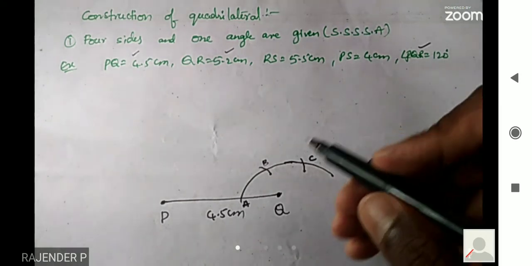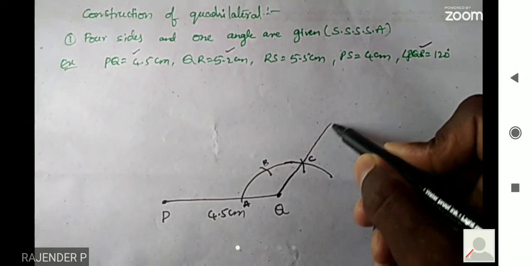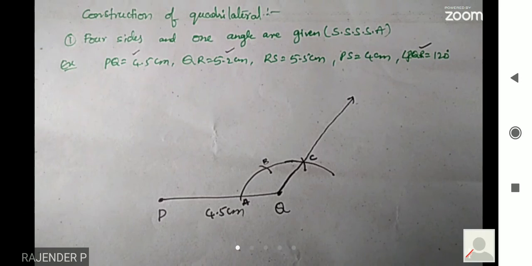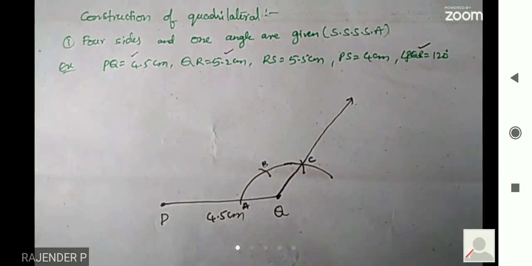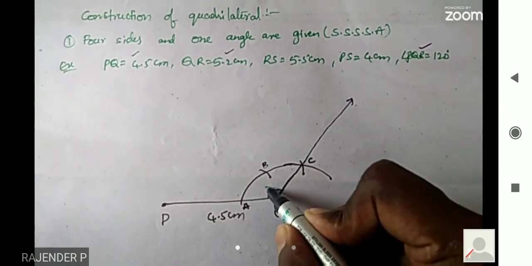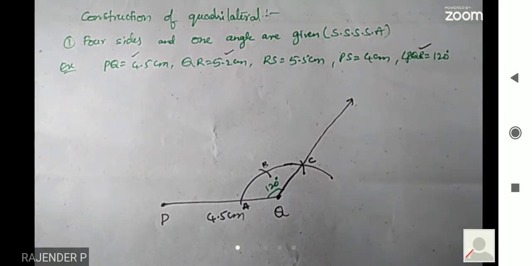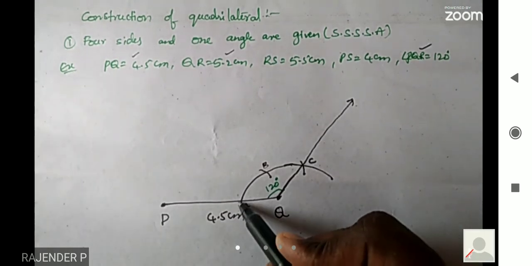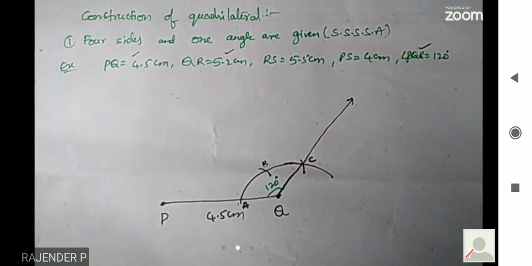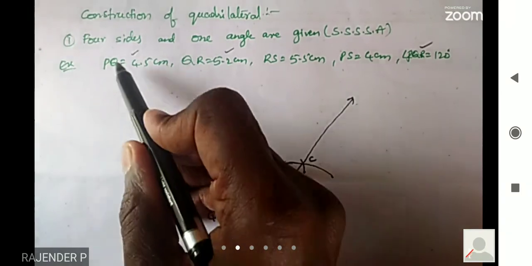Now we have to join these two, and we have to produce one ray through C from Q. Now this angle will be 120 degrees. We learned how to construct that 120 degrees angle. So this angle will be 120 degrees. Q as center first of all with some convenient radius, we have to draw an arc to cut A, then A as center B, B as center C. Next, about the length of QR: this side is completed, this angle completed.